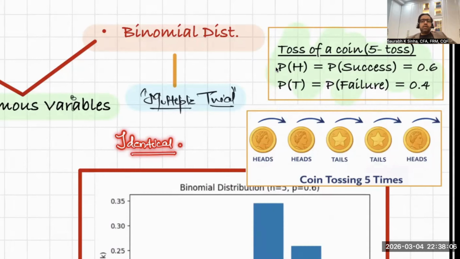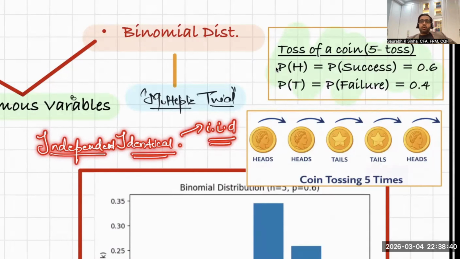This is number one. The second thing is there is no influence or relationship between the first toss and the second toss, the first toss and the third toss, the first toss and the fourth toss. There's no relationship. They are independent. And that introduces a very new word in the series of lectures, that is IID. This is the most important terminology that you learn in the series of lectures. IID, independent and identical variable.